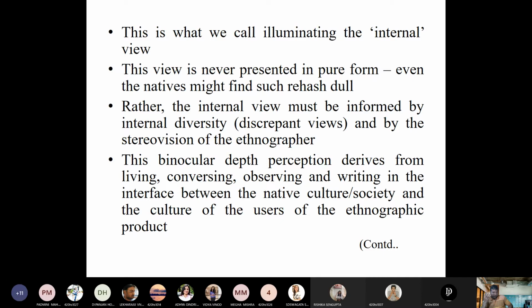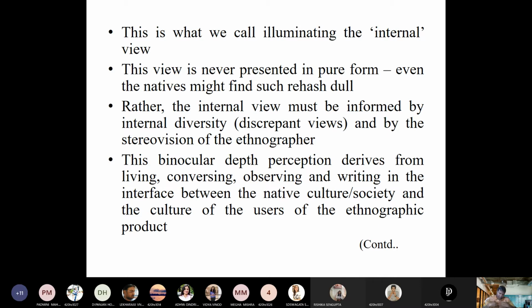Right? So using the binocular, we can see things from a very distant place. That's why I'm saying that an ethnographer uses the binocular approach, where they perceive things from a very close perspective while conversing with the people, interacting with the people, observing the people, and writing the information collected from the field, in the interface between the native culture and society and the culture of the users of the ethnographic product.